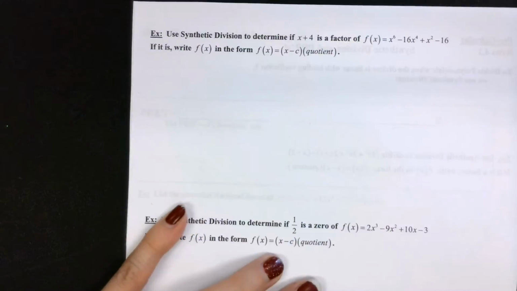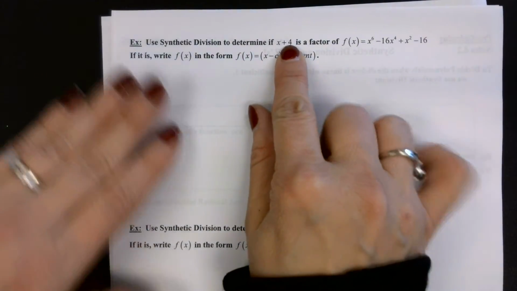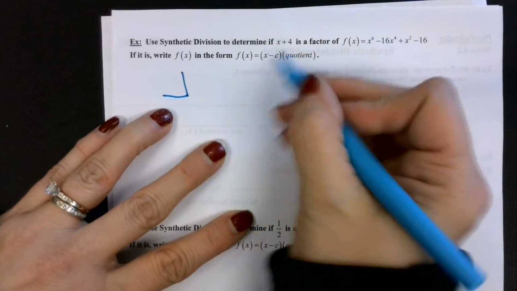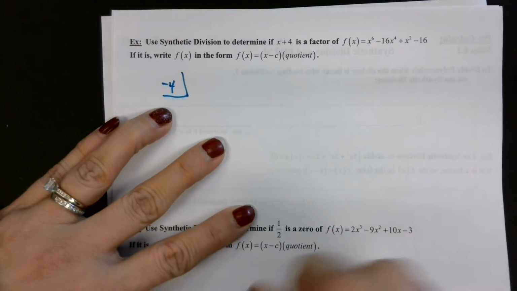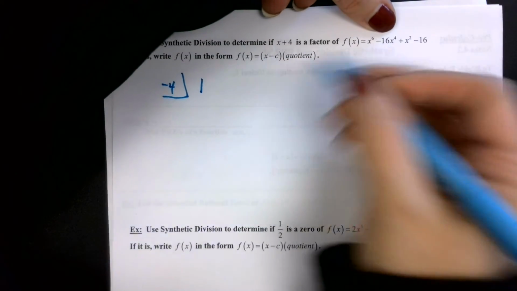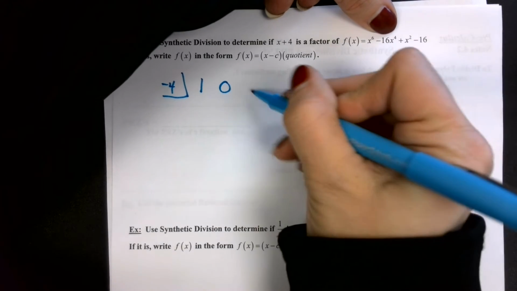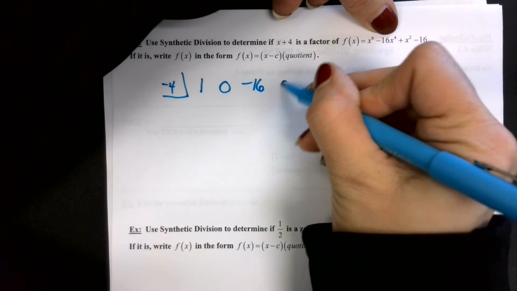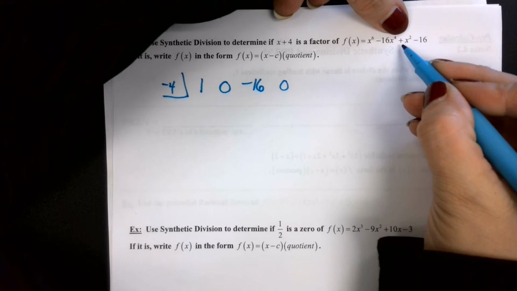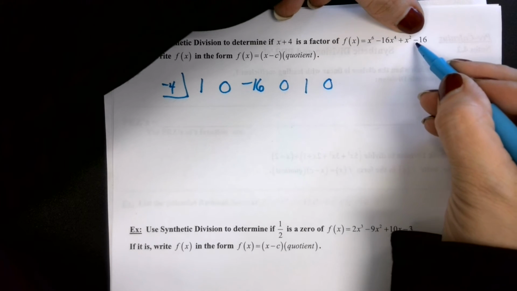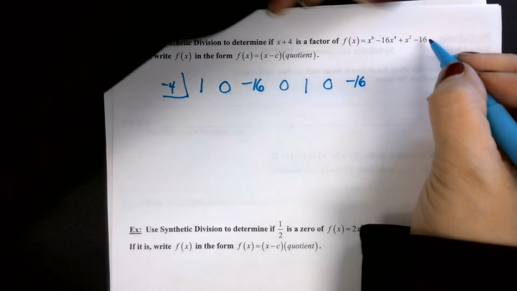Use synthetic division to see if x plus 4 is a factor. Okay, so I'm going to put in the little divide box here a -4. And the coefficients for this problem: 1x to the 6th, time for an ox, 0x to the 5th, -16 for the power of 4, but there are 0x cubes, 1x squared, 0x, and then the constant down to the number.